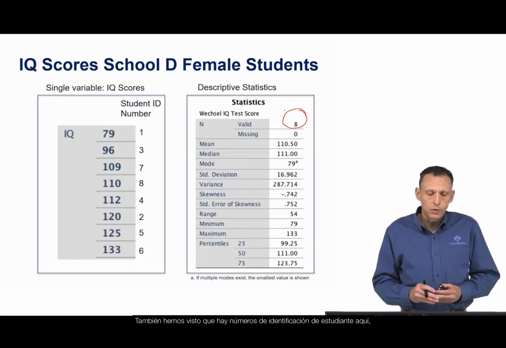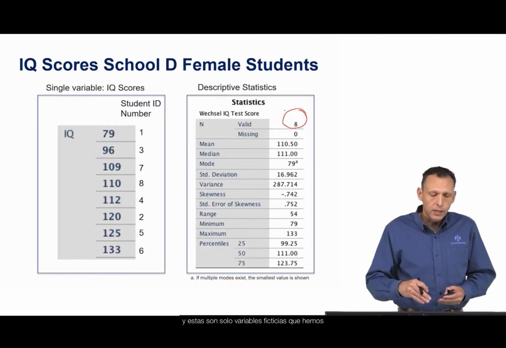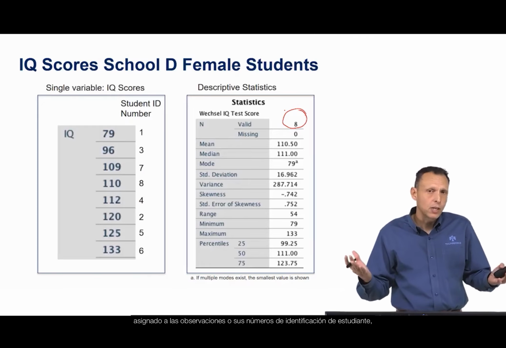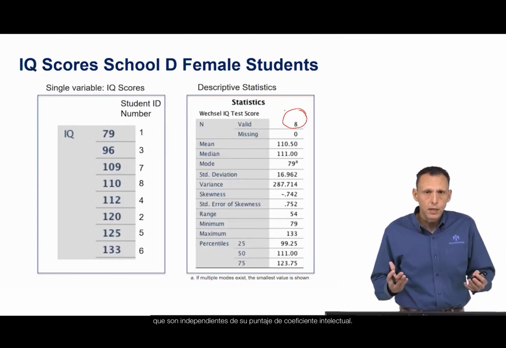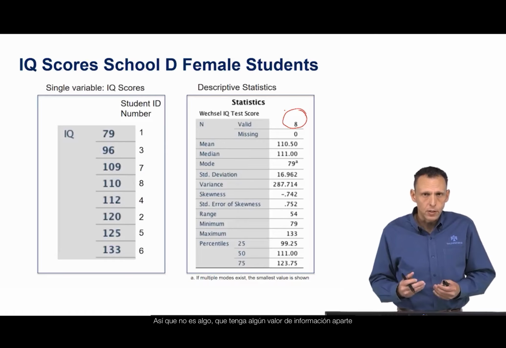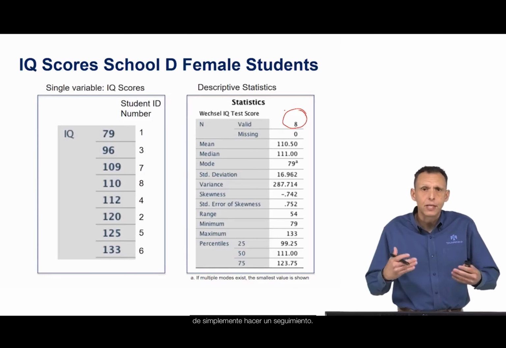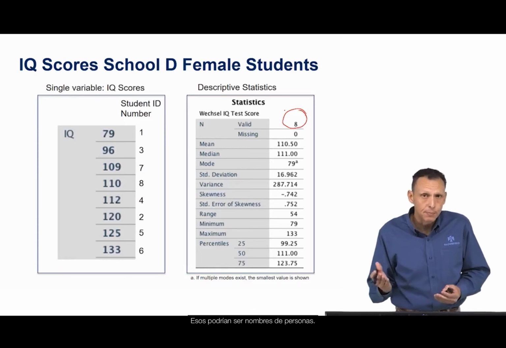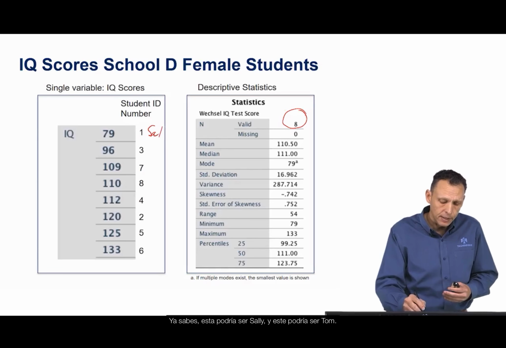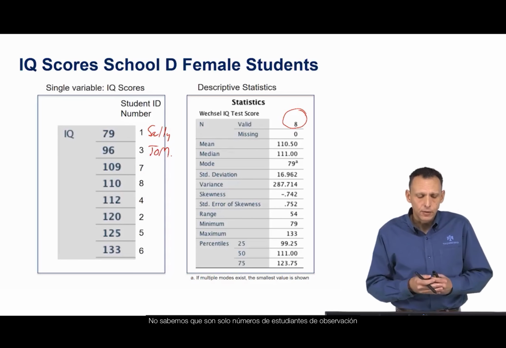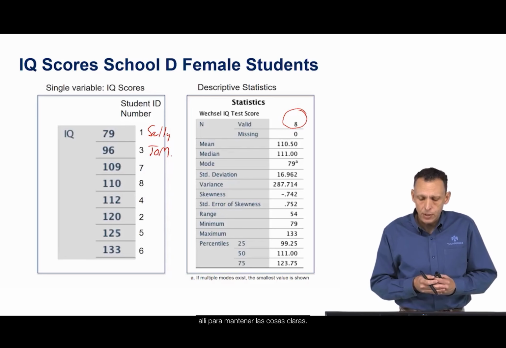We also see their student ID numbers here, and these are just dummy variables that we've assigned to the observations, their student ID numbers, that are independent from their IQ score. So it's not something that has any information value other than just keeping track. Those could be people's names. This could be Sally, and this could be Tom. We don't know that. They're just observation student numbers there to keep it straight.